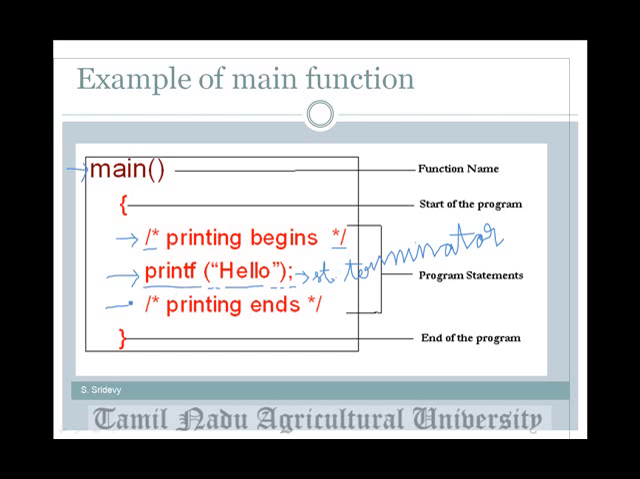And again, we have another comment statement. As I told you, these comment statements will not be executed by the C compiler. Rather, they are used only for reference by the user. And this marks the end of the main function.